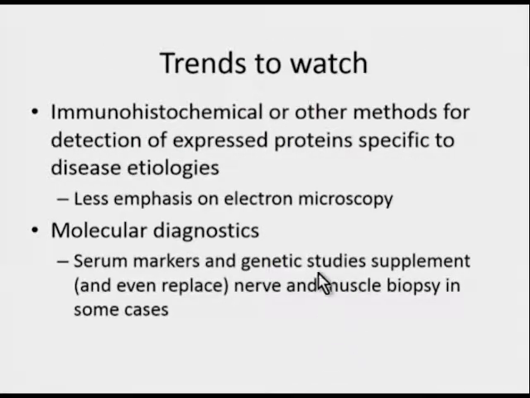Trends to watch. Immunohistochemical or other methods for detection of expressed proteins specific to disease etiologies may mean that there's less emphasis on electron microscopy in the future, although for patients with a relatively uncharacterized disorder, this is still a useful test. Molecular diagnostics may be performed with serum markers and genetic studies to supplement or even replace nerve and muscle biopsy in some cases.